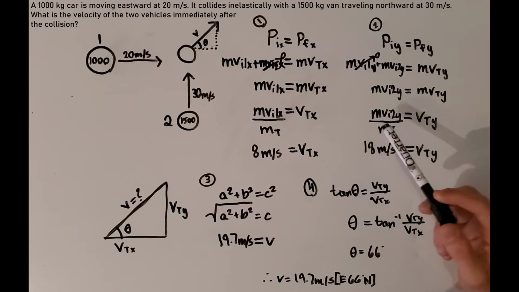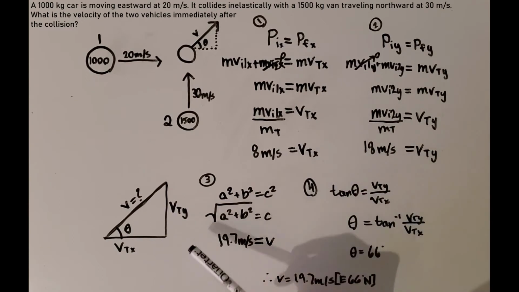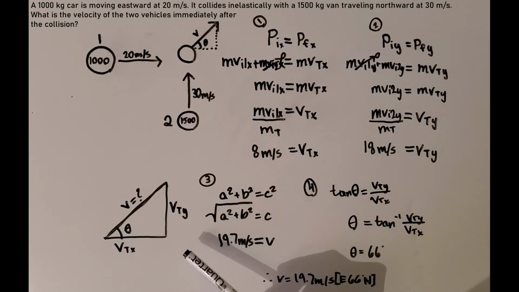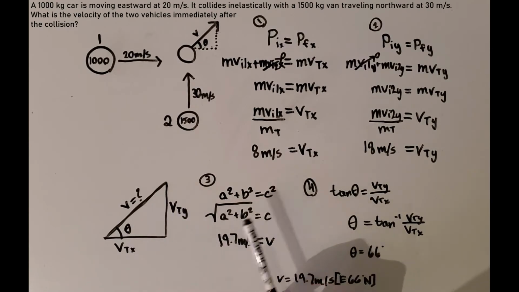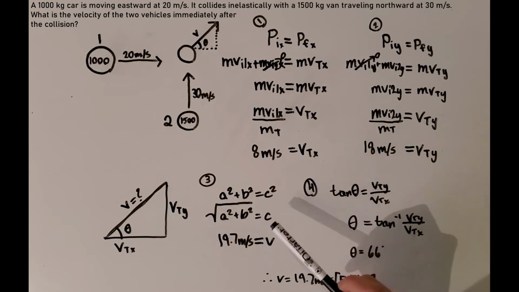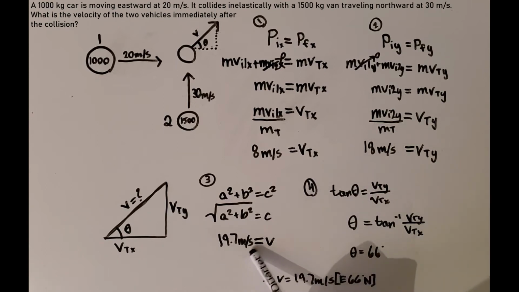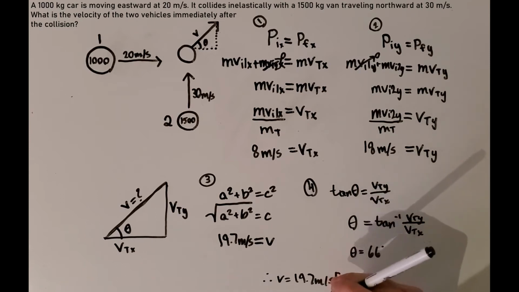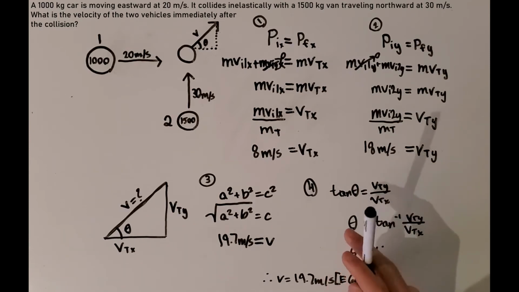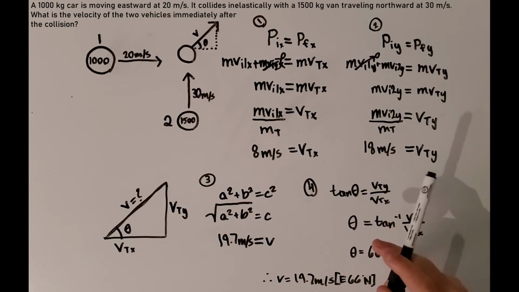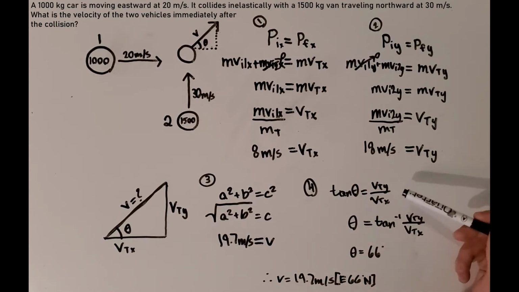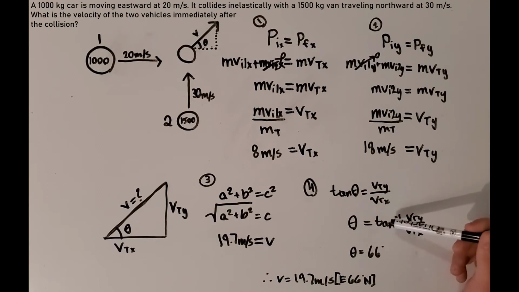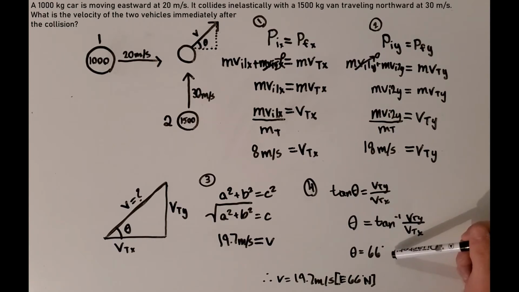Now we can take the velocities in the x and y direction and create a triangle, solving for the vector velocity using the Pythagorean theorem. We get a squared plus b squared equals c squared, and at the end we get 19.7 meters per second. Now, because it is a vector problem, we also need to find the direction. So we use basic trig and find that theta is equal to 66 degrees. Therefore, the final answer for the velocity of this collision is 19.7 meters per second east, 66 degrees north.